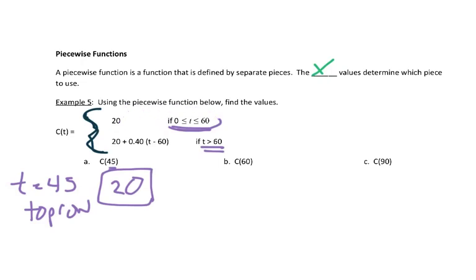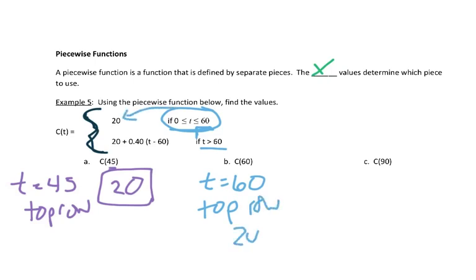Okay, so let's try again. In part B, we see that t is equal to 60. So we look over here and we say, okay, where does that fit? Well, it fits again in the top row because of this equal to part right there, less than or equal to 60. So again, we go over here and we just copy what's there. The answer is 20 again.